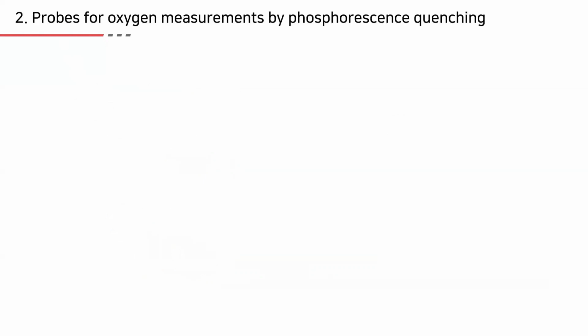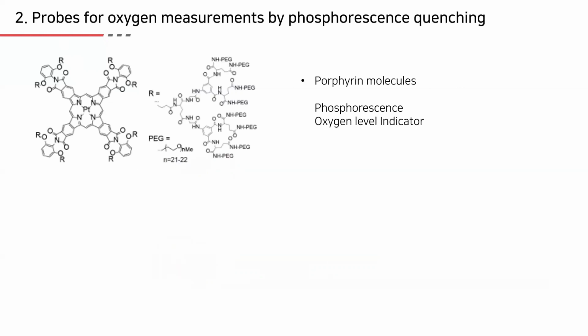Now, the next topic is probes for oxygen measurements by phosphorescence quenching. The porphyrin molecules shown on this slide contain a central metal atom and they emit phosphorescence light when they are excited. People used platinum or palladium porphyrins to measure the amount of oxygen, which is proportional to its level to quench the emission coming from this probe.